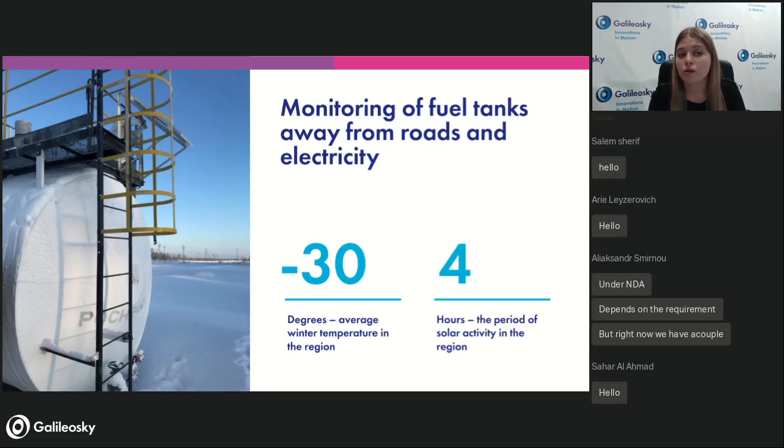Thus, the fuel level control system with an autonomous power source and regular data transfer to the server was required by the customer. One more challenge was that special frost-resistant equipment should be used, since it has to operate at temperature below 30 degrees. Because here in Russia, it's a really great problem, because sometimes in our climate conditions, equipment is not able to work correctly. So it was really essential requirements.